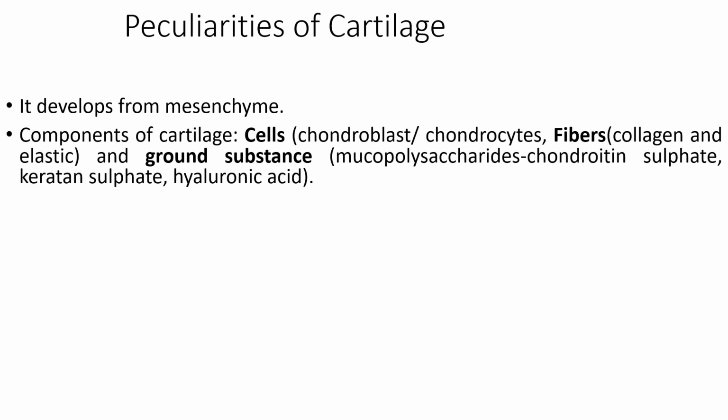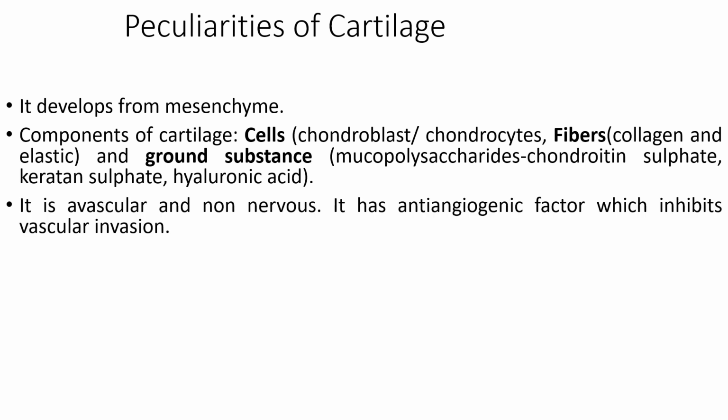Peculiarities of cartilage are that the cartilage develops from mesenchyme and, as we have seen with the components of other connective tissue, the cartilage is also formed by cells, fibers and ground substance. So the cells are mainly chondroblasts and chondrocytes. As we know, the chondroblasts are mitotically active cells and chondrocytes are resting cells. Then the fibers are mainly collagen and elastic fibers, and the ground substance is formed by mucopolysaccharides, which include chondroitin sulfate, keratan sulfate and hyaluronic acid.